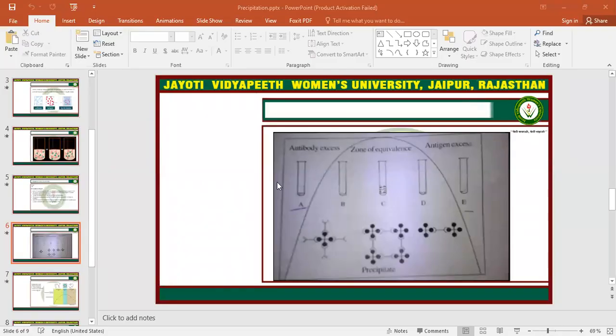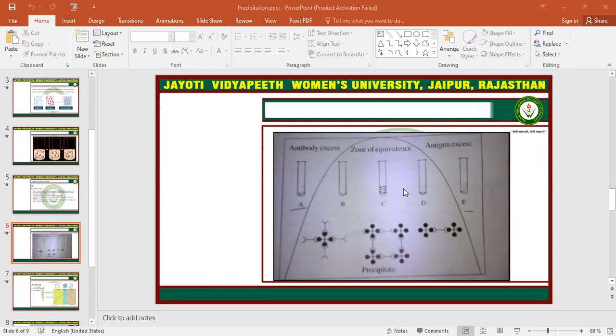So this is a diagram. Here there are five tubes, A, B, C, D, E, in which we have added antibodies in equal proportion. For example, we have added 2 ml or 3 ml of antibodies here, and we are adding antigens in increasing proportion. For example, 1 ml, 2 ml, 3 ml, 4 ml, and 5 ml.